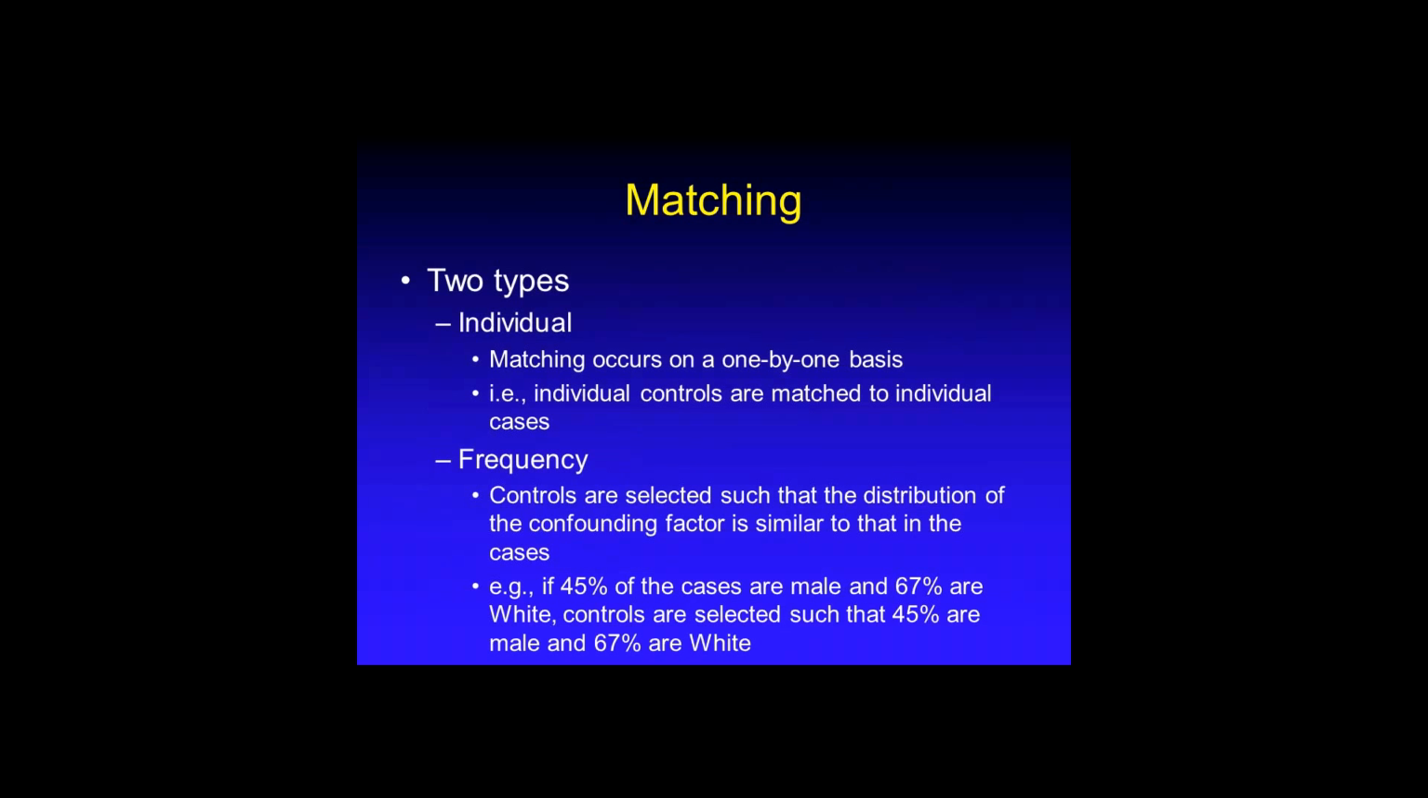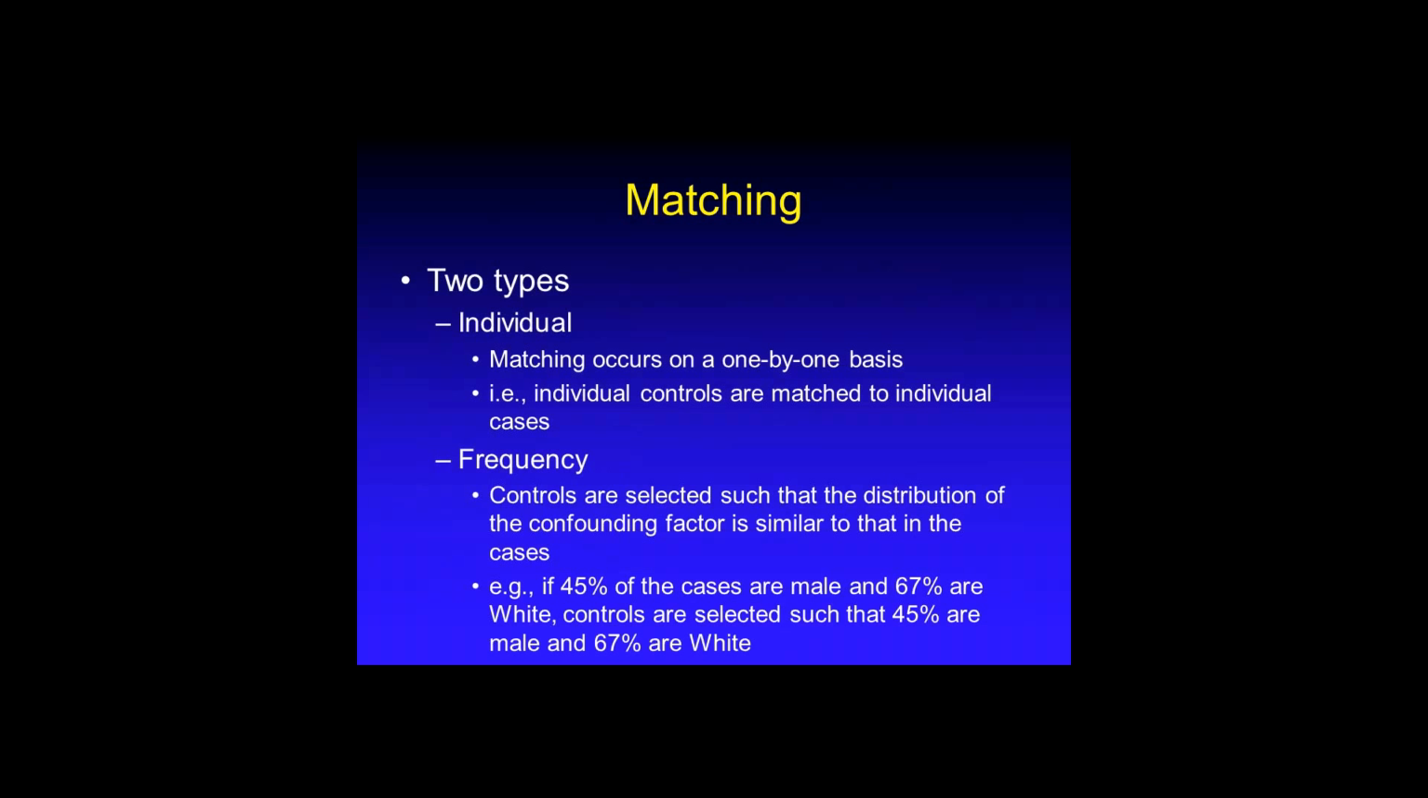Matching is a big part of case control studies. It's probably what you're familiar with when you hear about case control studies, right? There's two types of matching within case control studies. There's individual matching, and then there's frequency matching. I'll start with frequency. Frequency matching is one that used to be done all the time, not so much these days, because with computers, it's really easy to go in and do individual matching.